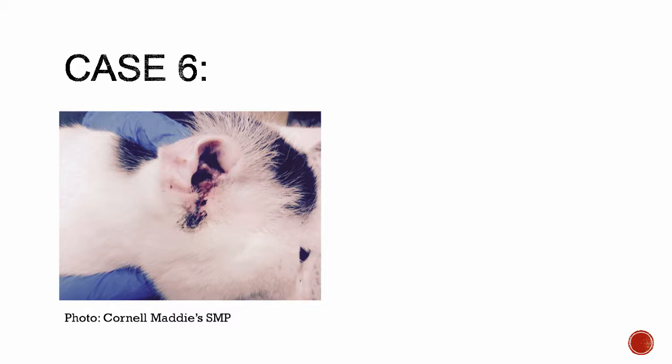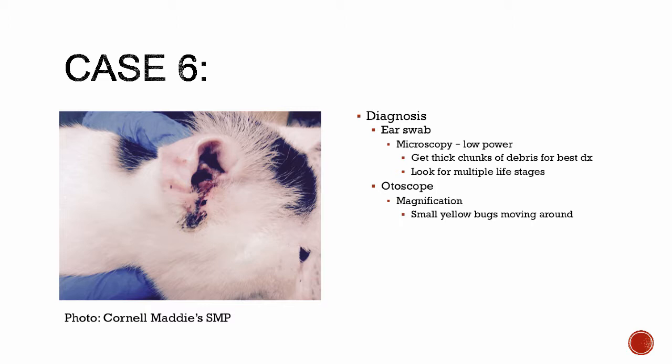Yeah. So you said ear mites already, but what do we want to do first? Physical exam. Excellent. Ear swab. So this is where you're sticking that swab in there and then putting it on the microscope and getting your diagnosis that way. Low power. You can actually see these with an otoscope as well. So if you stick your otoscope in that ear, you'll see little yellow bugs crawling around. It's pretty awesome.